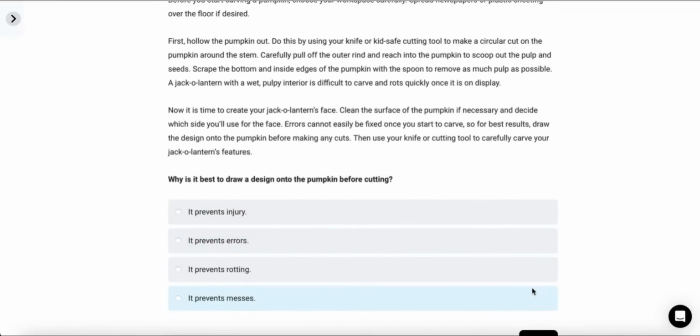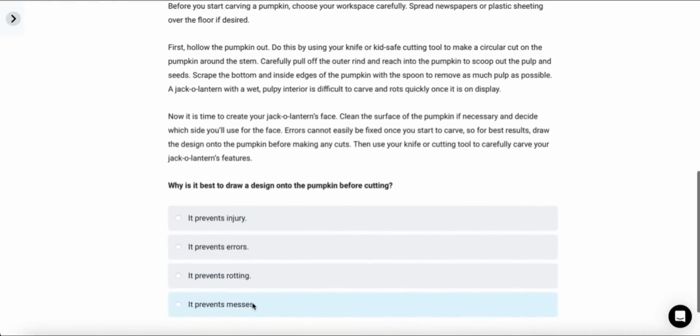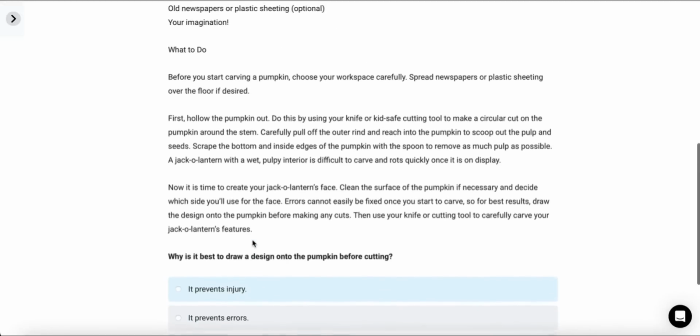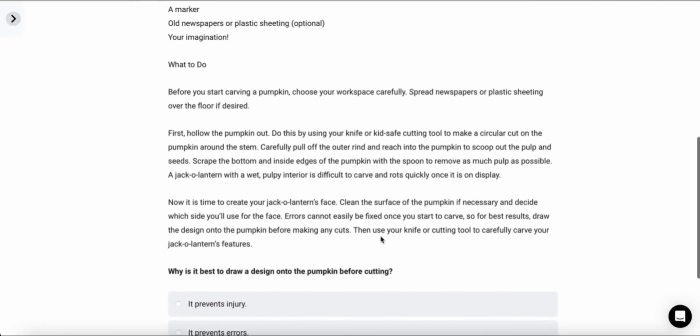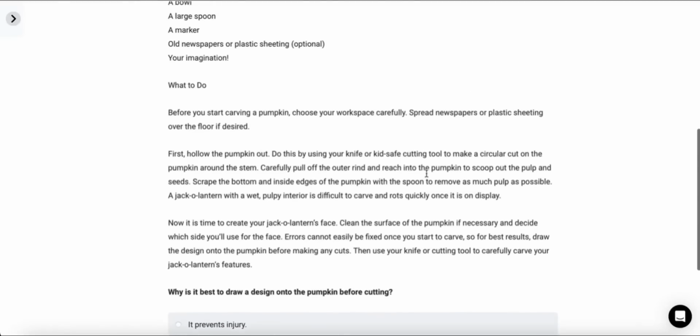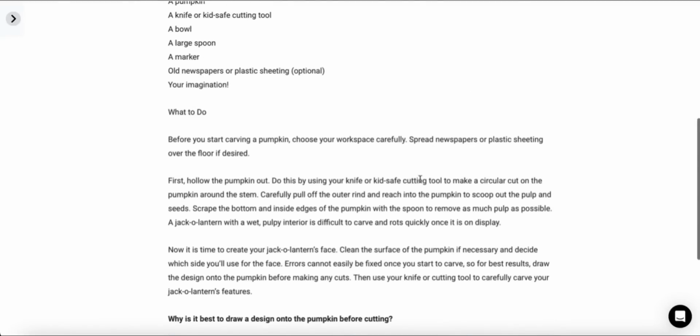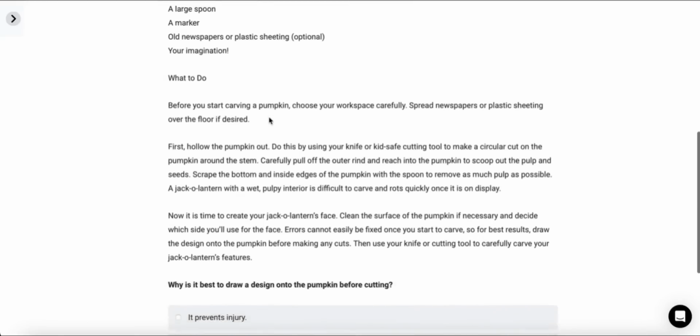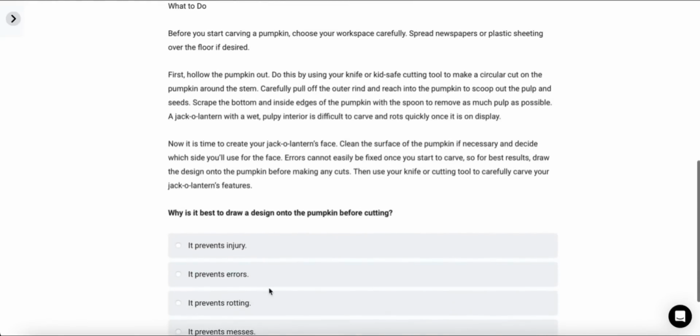Why is it best to draw a design onto the pumpkin before cutting? It prevents injury, it prevents errors, it prevents rotting, it prevents messes. It prevents injury. Drawing a design on the pumpkin, does it prevent injury? The action that you take is using a kid-safe cutting tool in order to prevent injury. So this is not the correct answer. It prevents errors. Is this the case?